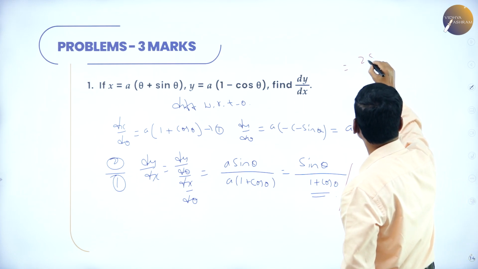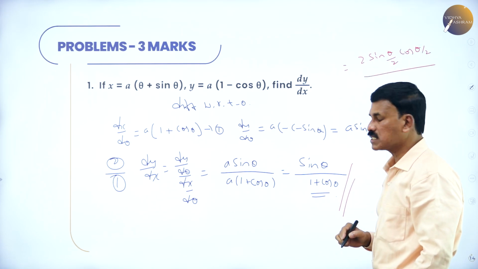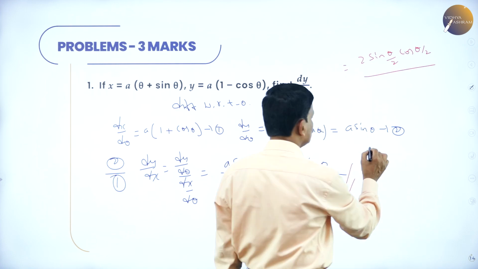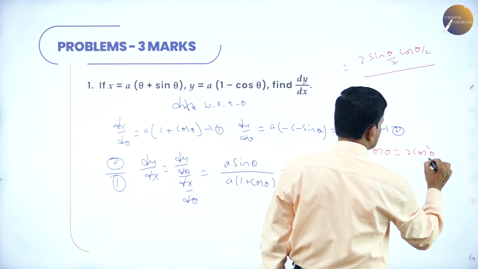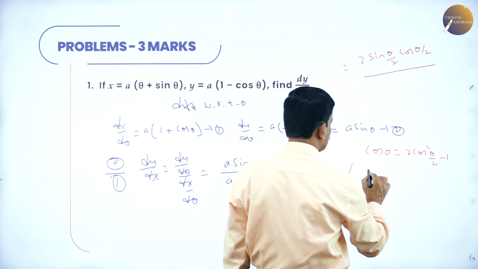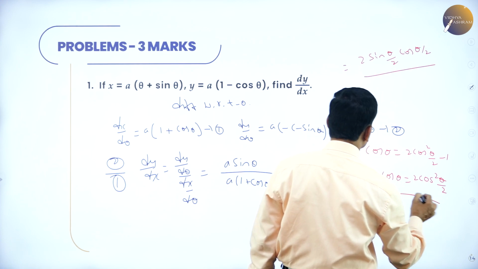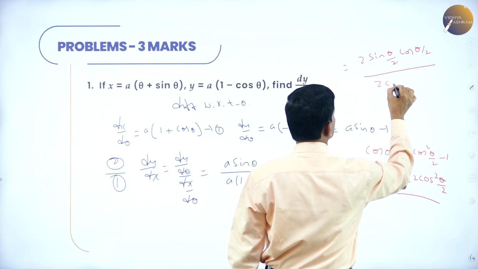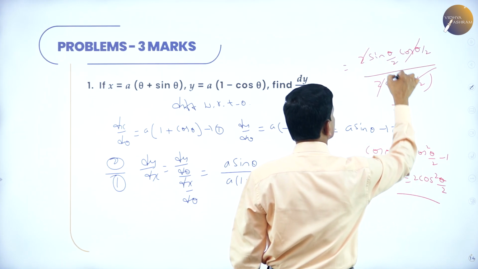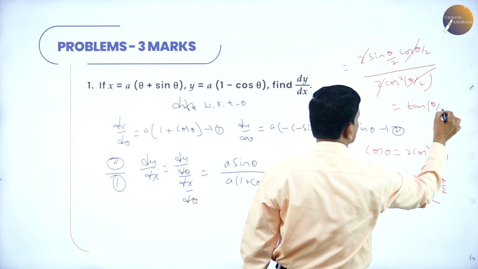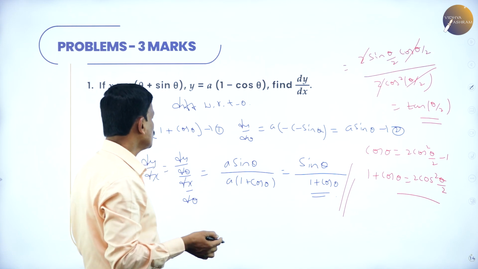Sin theta is also equal to 2 sin theta by 2 into cos theta by 2. And for 1 plus cos theta, there are so many formulas for cos theta. Cos theta is also equal to 2 cos square theta by 2 minus 1, the half angle formula. Just transfer minus 1 to the left hand side. Then 1 plus cos theta can also be written as 2 cos square theta by 2. So, 1 plus cos theta is equal to 2 cos square theta by 2. 2 and 2 get cancelled, one cos and cos get cancelled. Sin by cos is equal to tan theta by 2. The required answer is tan theta by 2. Hope you followed. Now, move on to the next problem.